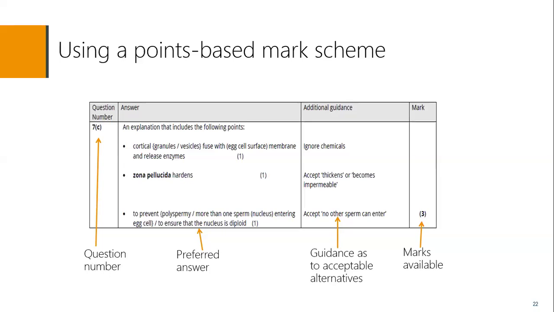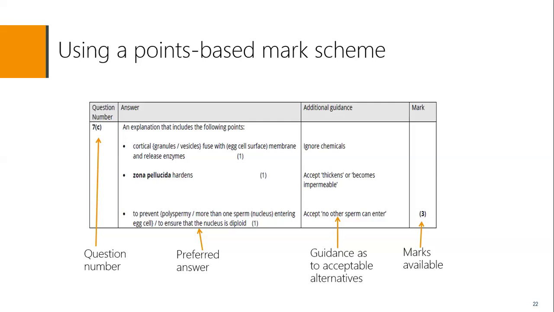This is a fairly typical mark scheme for a question. The first column identifies which question on the paper it is, the question number. The second column contains the answer. Each marking point is given as a separate bullet point with the mark in brackets after it. The additional guidance for each marking point is provided in the third column. So 2 types of additional guidance are provided: ignore and accept.